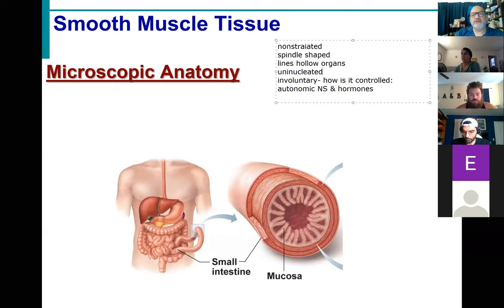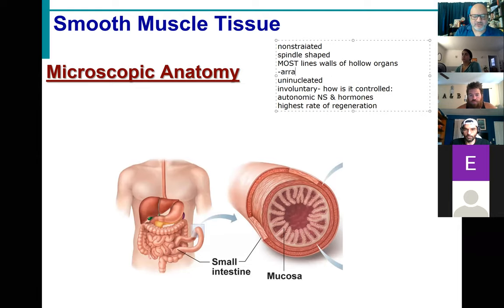Let's go back. Hold on. Most line hollow organs, lines walls of hollow organs. I can think of at least one more. Highest rate of regeneration. Excellent. That's what comes to mind for me. Am I missing anything? I guess the other thing when we talked about how they line the walls of the hollow organs, we said how they're arranged in layers or sheets. I think that's most of the stuff that we talked about already.